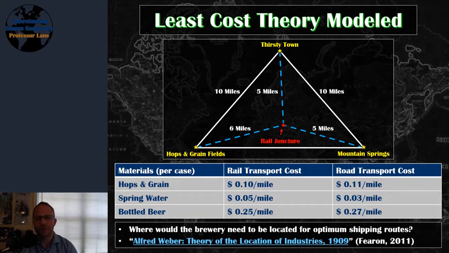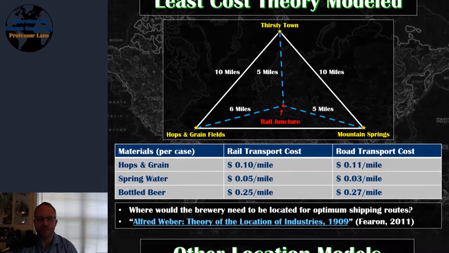The brewery would need to locate as close to Thirsty Town as possible to reduce costs. While their decision is based primarily on the differences between the cost of transporting the finished beer or the raw materials, the brewery might also consider locating near the rail juncture. While this model doesn't explain all the variables that go into locational decisions, it has grown in popularity over the years as an effective way of explaining current trends in industrial location.